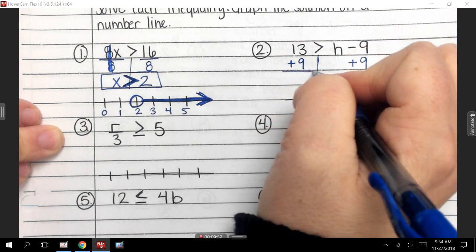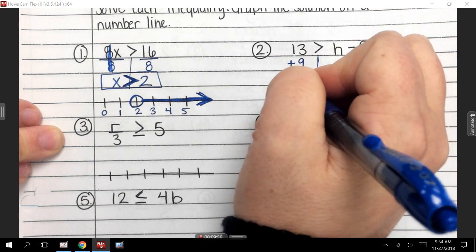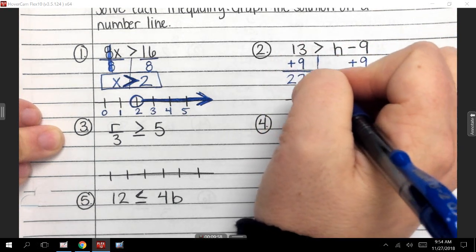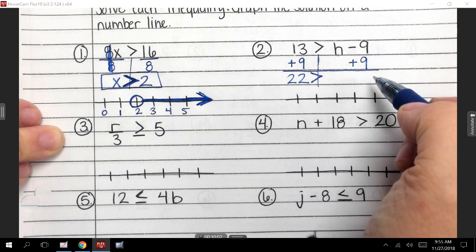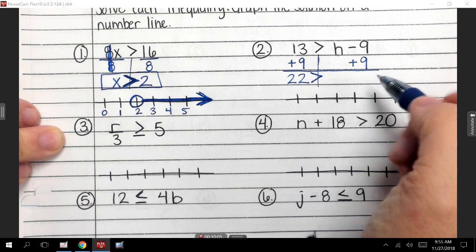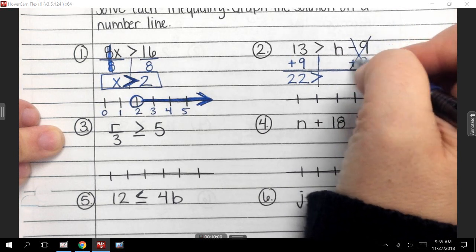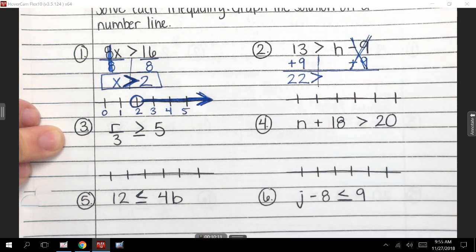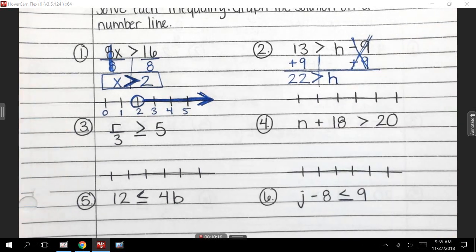All right, what's 13 plus 9 going to give me? 22. I'm going to keep that greater than symbol there. What happens to my minus 9 and my plus 9? Eli? They X out. They go away. So I want to make sure, guys, you need to show that those are going away. So now what's left right there? H. Now, guys, is that a good answer? Is that a good way to have my answer written? No. Raise your hand if you can tell me what's wrong with that answer. Gabe?